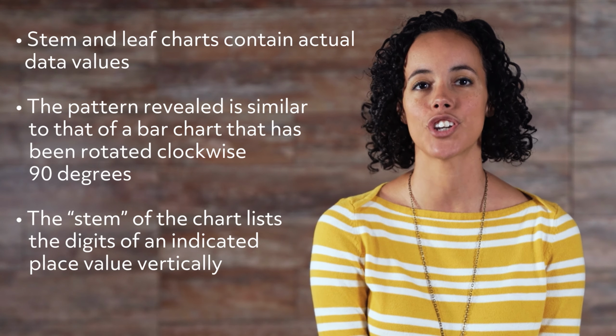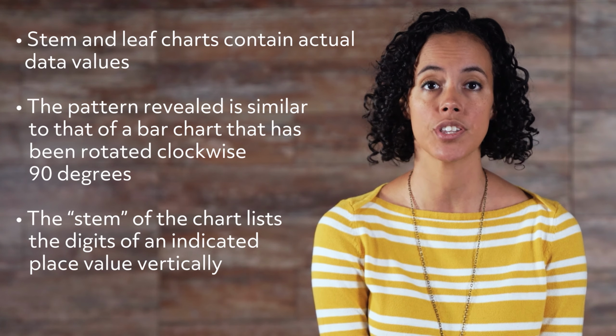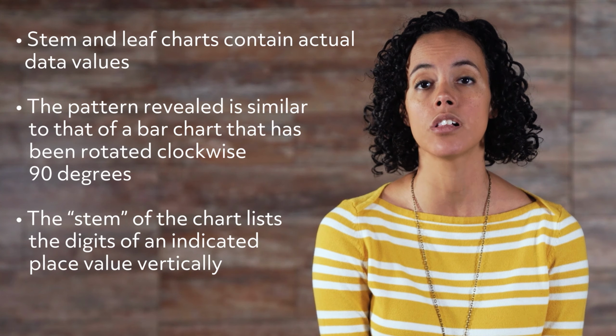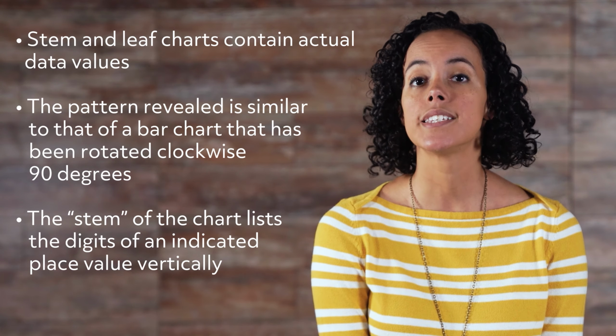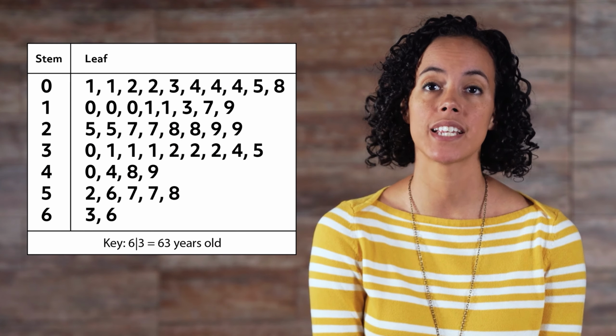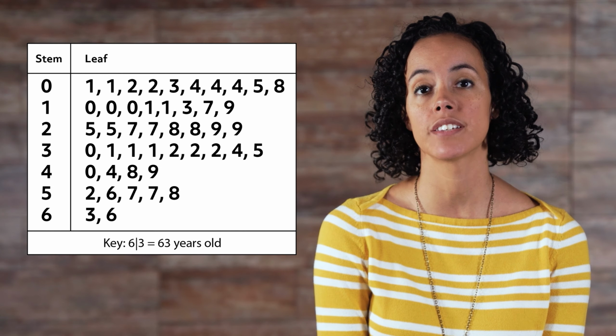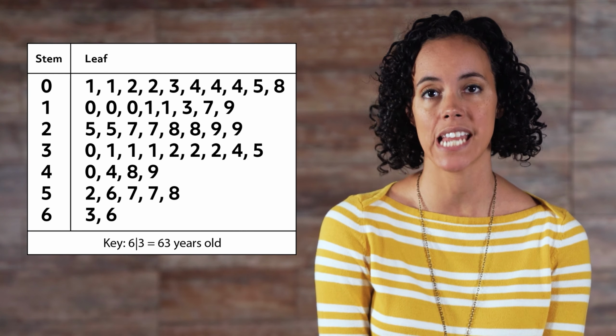Finally, stem and leaf charts contain actual data values. The pattern revealed is similar to that of a bar chart that has been rotated clockwise 90 degrees. The stem of the chart lists the digits of an indicated place value vertically. In this example, the stem represents the tens of a data set of ages. The leaves branch outward with the digits of the ones place for each age in the data set.